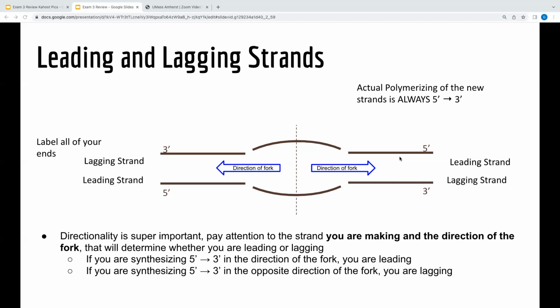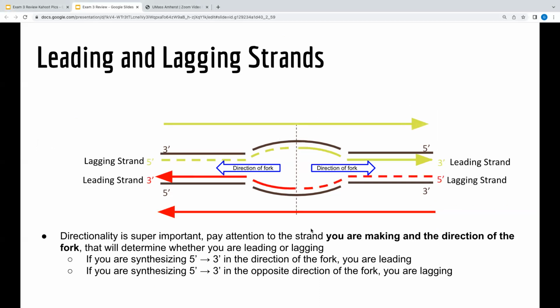And I guess another quick way to remember, if you want to memorize or write down on your cheat sheet, is that if you're synthesizing 5' to 3' in the same direction as the fork, that's your leading strand, and if you're synthesizing 5' to 3' in the opposite direction of the fork, you're lagging. This just kind of walks through it. So this is what you draw on your piece of paper on the exam. You probably want to draw out these little Okazaki fragments to represent the lagging strand, and the continuous lines to represent leading.